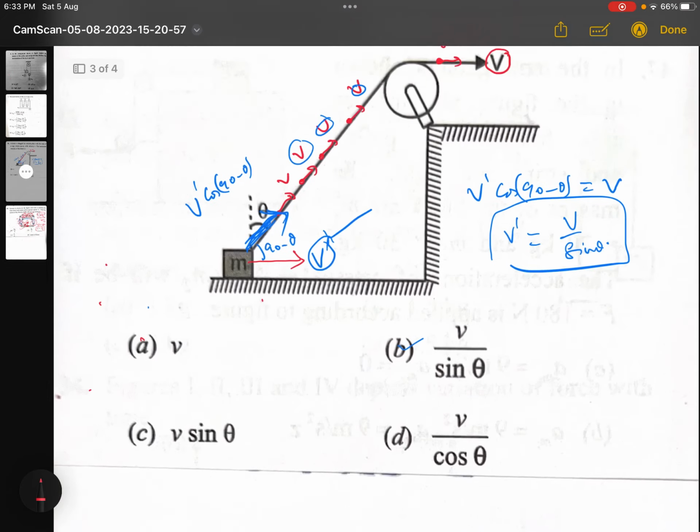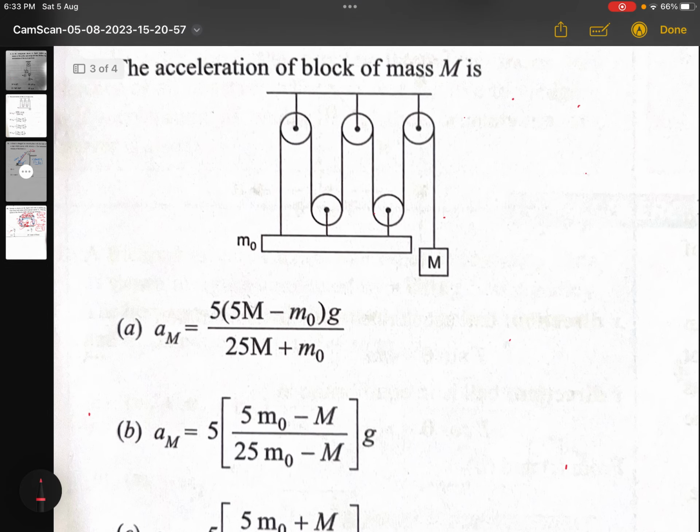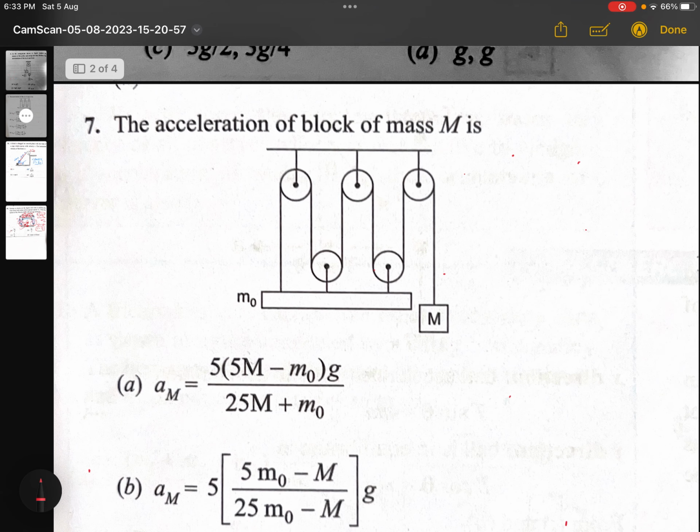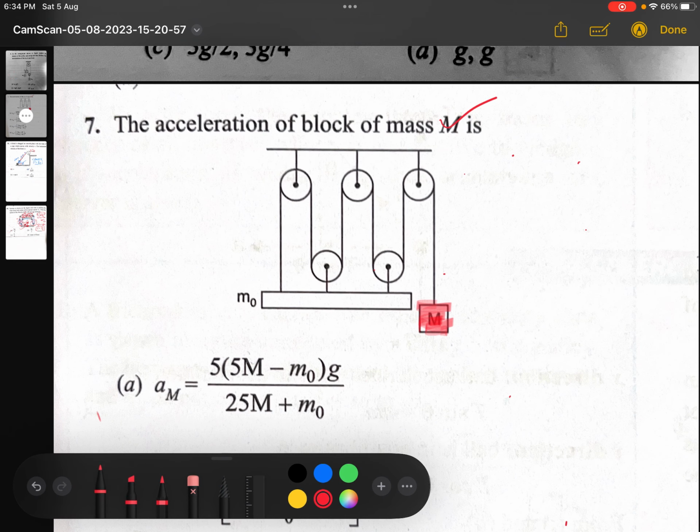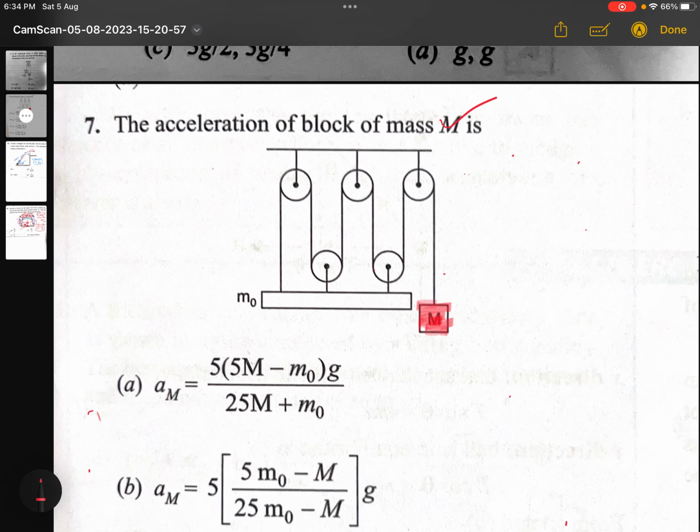Okay, now one more problem I want to discuss. In this problem, we want the acceleration of capital M. For this block we want the acceleration, right? Now let us draw the tensions here. Same concept: in one string you will have only one tension. So let the tension over here be T. Therefore in this string everywhere the tension will be T only.